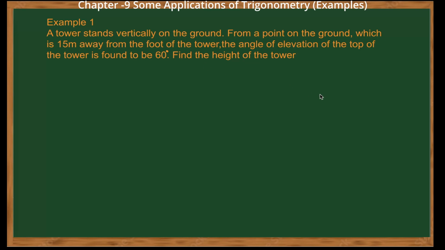So there is a tower. The tower is standing vertically. Vertically means it is standing like this. Let's take a line. So you have a vertical tower.